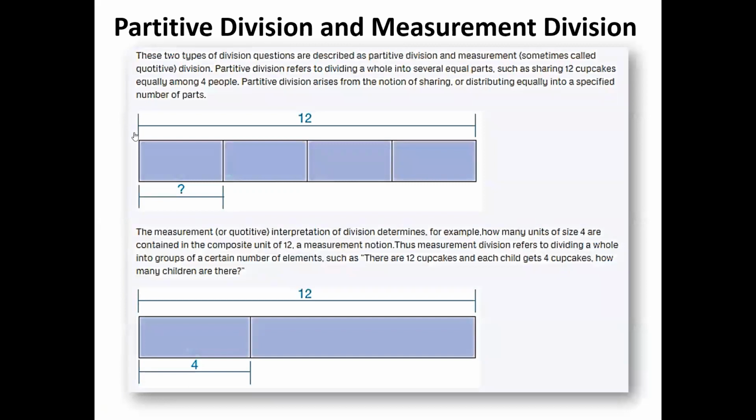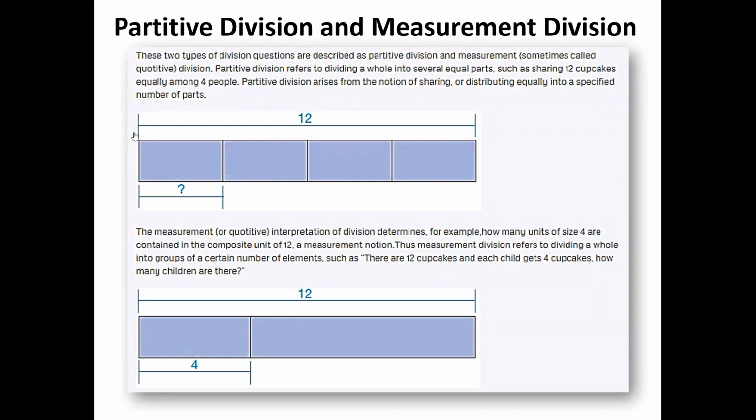So partitive and measurement division. These two types of division questions are described as partitive division and measurement division. And measurement sometimes is called quotative division. Partitive division refers to dividing a whole into several equal parts, right? Knowing how many groups there are, such as sharing 12 cupcakes equally among 4 people.